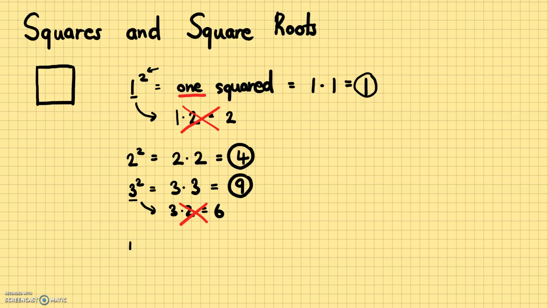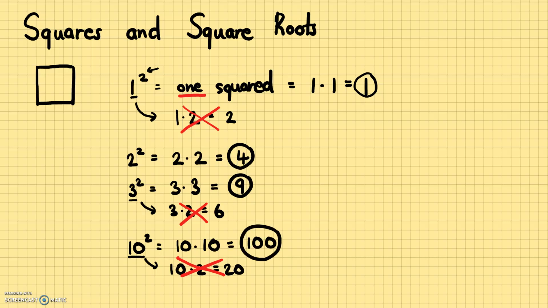Okay, what do you think 10 squared would be then? 10 squared does not mean 10 times 2 or 20. I've said that many times before. This means 10 times 10. You're multiplying this number 2 times, so the answer is going to be 100. So this is what squares mean: you're multiplying the same number 2 times.